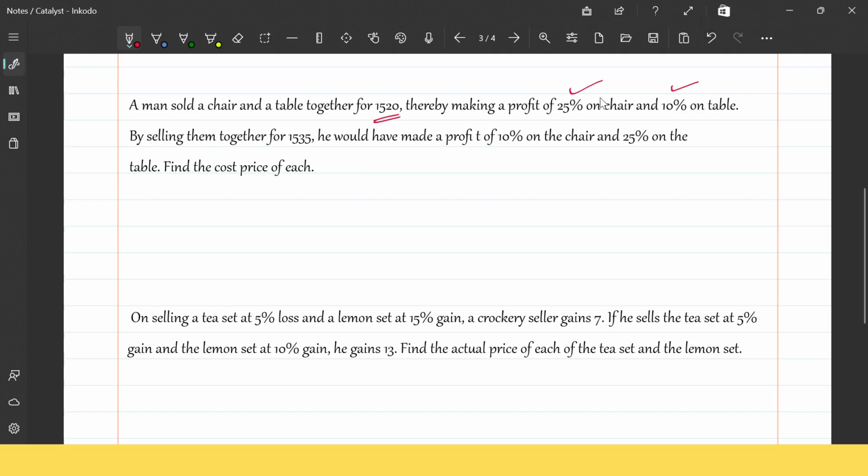Find the cost price of each. Let me assume the actual cost price of the chair as X, and the cost price of the table as Y. Okay, so what will be the selling price? Now here what they have given is not the profit.